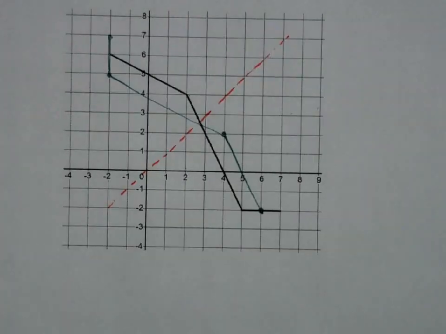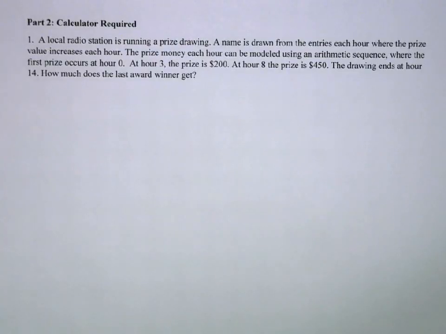Next, I've got some questions that would require a calculator. So a local radio station is running a prize drawing. A name is drawn from the entries each hour where the prize value increases each hour. The prize money each hour can be modeled by using an arithmetic sequence where the first prize occurs at hour 0. At hour 3, the prize is 200. At hour 8, the prize is 450. Drawing ends at hour 14. How much does the last award winner get?